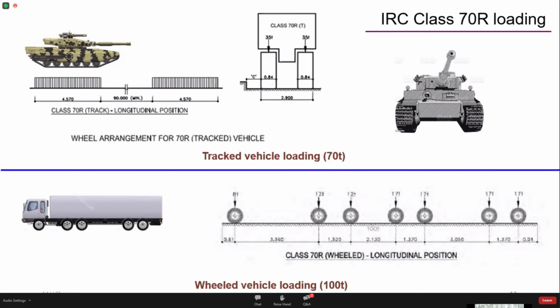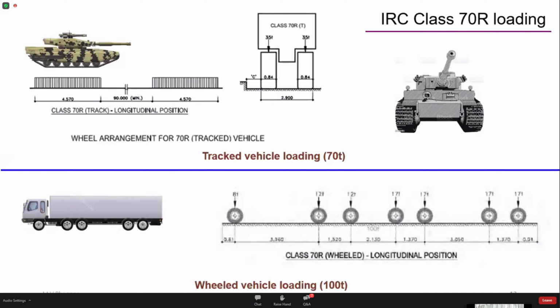So IRC 70R track vehicle consists of a battle tank. The weight of this battle tank is 70 tons or 700 kilonewtons. And this length, what you see here, is 4.570. That is the contact length of the wheel or the track on the deck slab. Then this is the dimension along the length of the bridge.